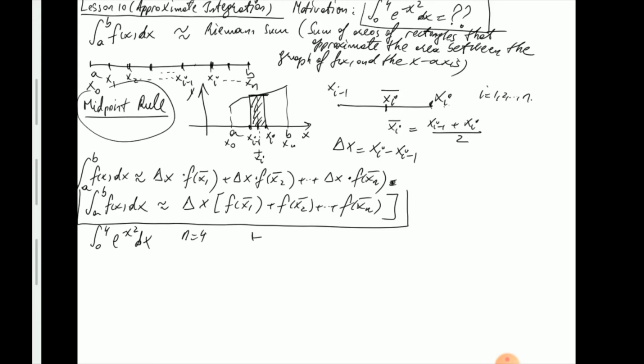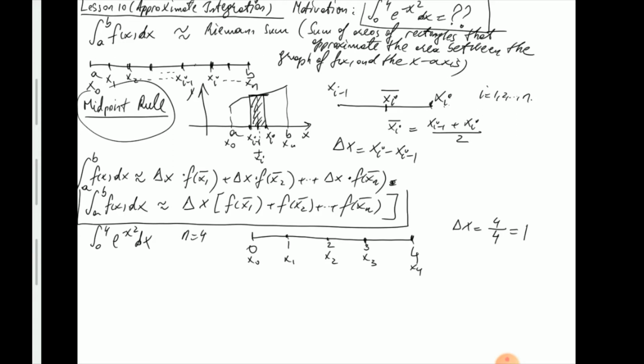That means the domain 0, 4 is going to be split into 4 equal pieces. So the first thing to do is to compute delta x, which is the length of the whole interval, which is 4, divided by 4. So that's 1. And that tells you how you come up with the endpoints on the partition. So here x0 will be 0, x1 will be 1, x2 will be 2, x3 will be 3, and x4 will be 4.